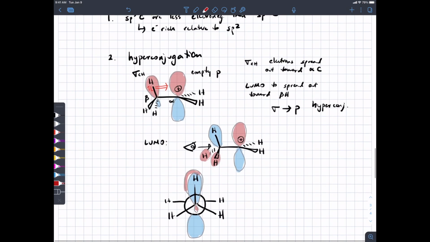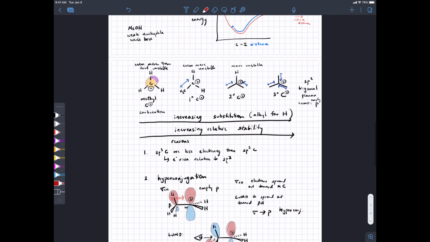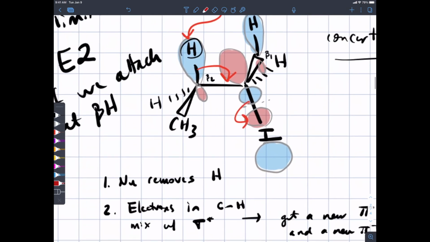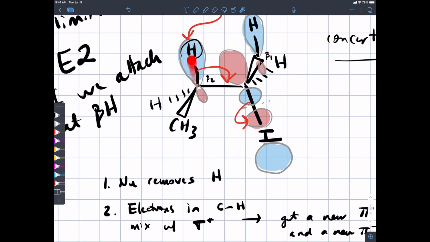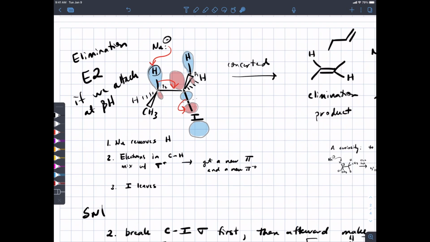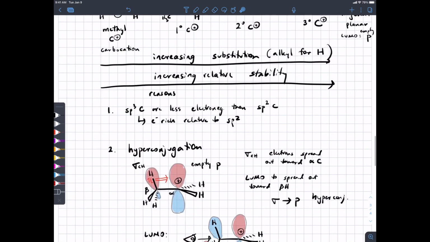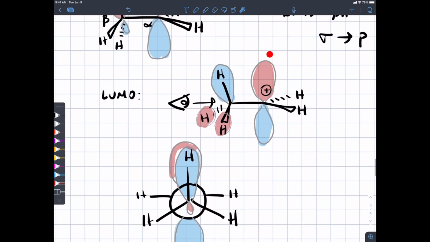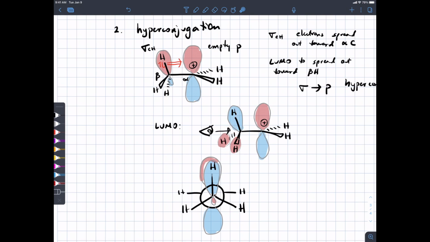The p orbital is a little bit different than the sigma star antibonding orbital. We're going to see later on that it's only those protons that are anti to the sigma star that can participate in hyperconjugation. Whereas for the full-on carbocation, because that p orbital is evenly spaced above and below the plane of the carbocation, actually all of these protons have LUMO on them. The distinction there means nothing at this point. It will matter in a few days, probably Wednesday, when we talk in greater detail about elimination reactions.